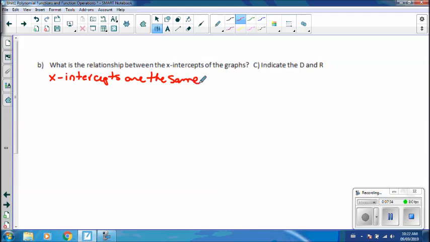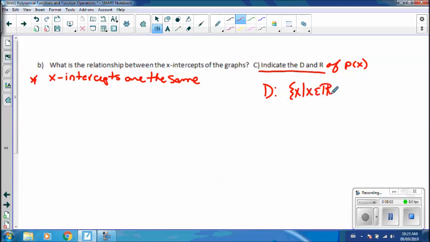So I want to make note of that, and indicate the domain and range, we should say, of p of x, of the product function. So our domain, the domain is x is an element of real numbers.